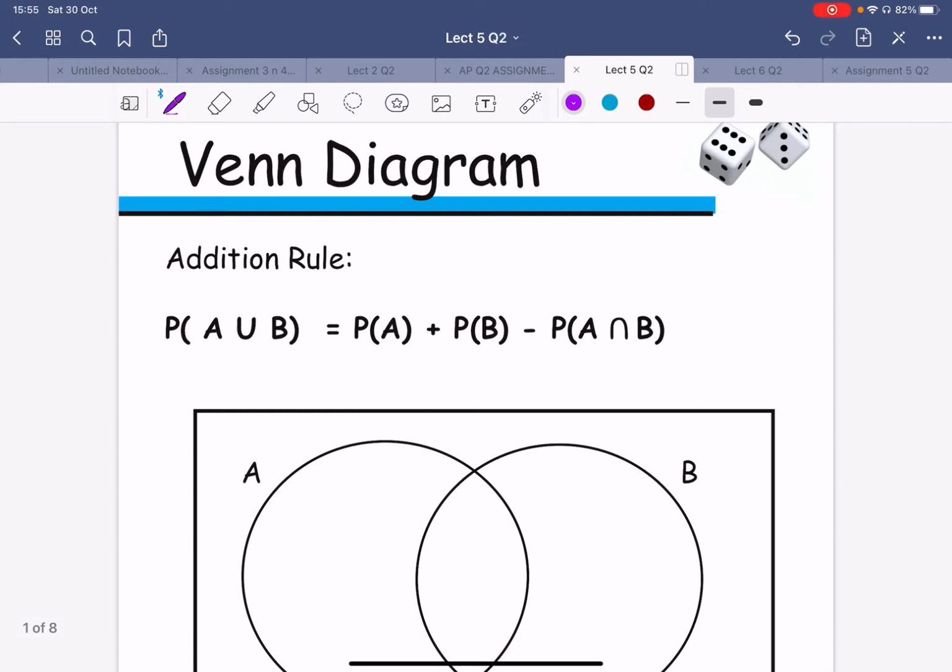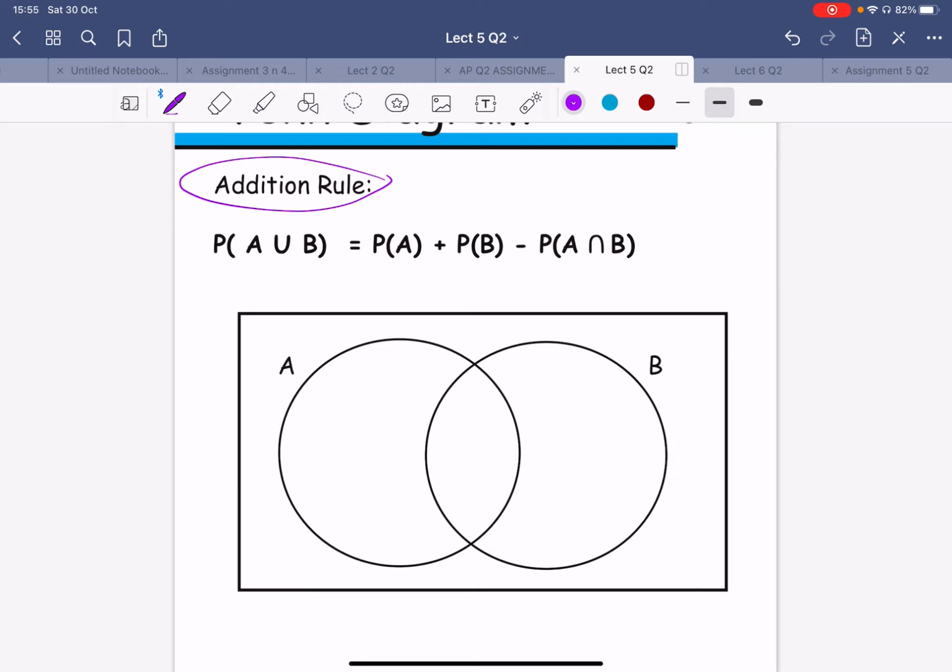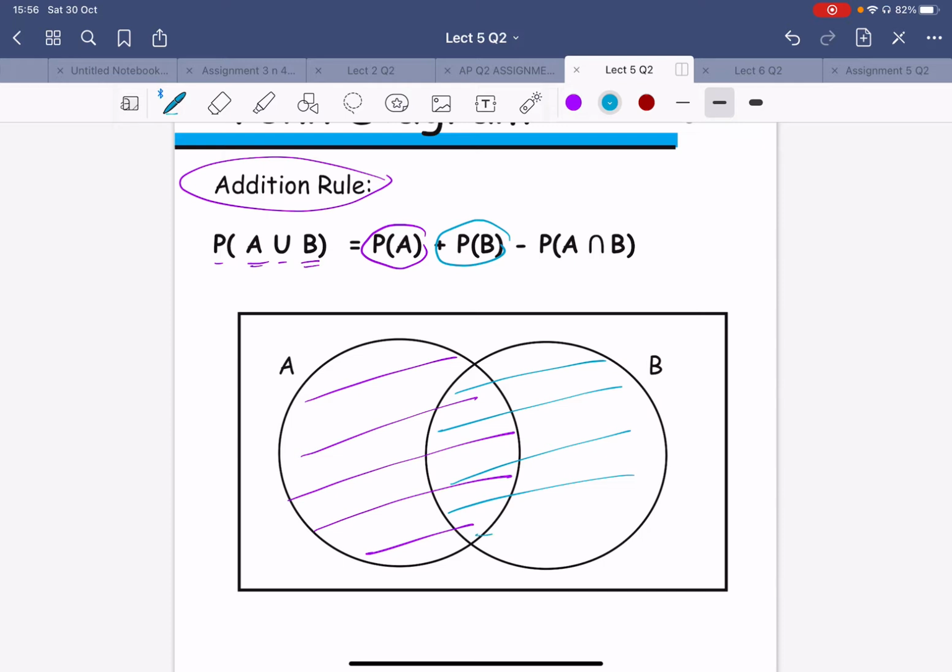All right, let's talk about Venn diagrams. Now I'm going to discuss the addition rules. As you can see here, the probability of A union B is equal to the probability of A, or you can say this entire thing, added with B, this, and take away this middle part, because you're overlapping it twice.